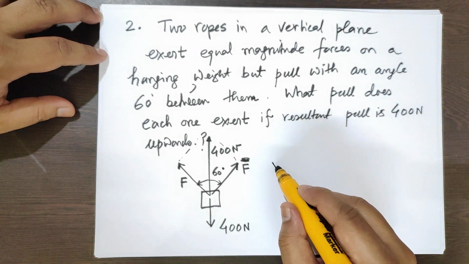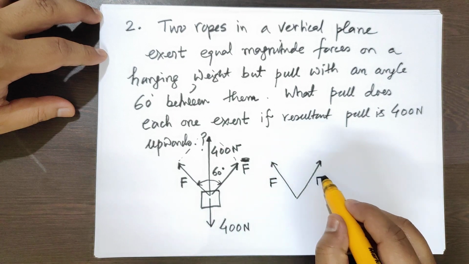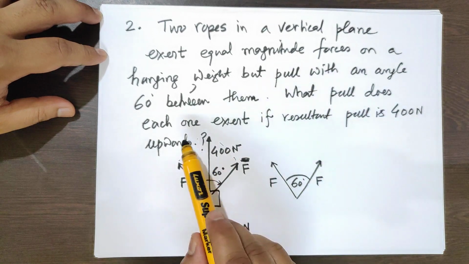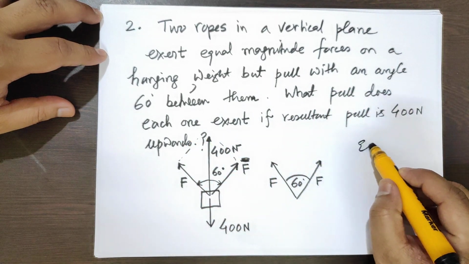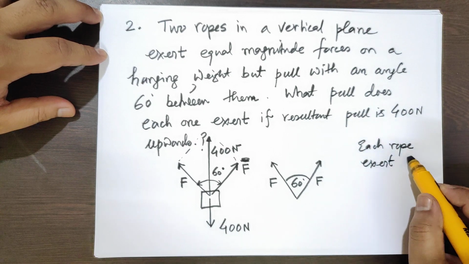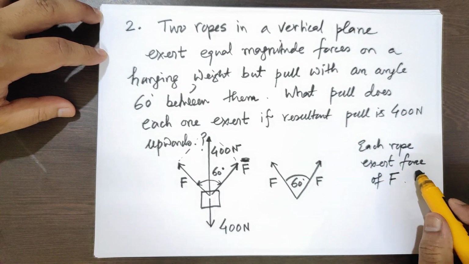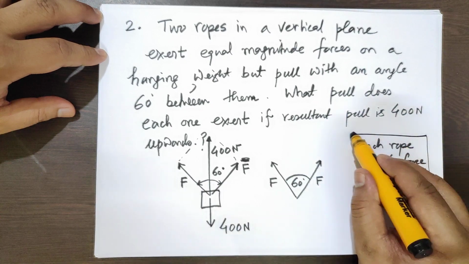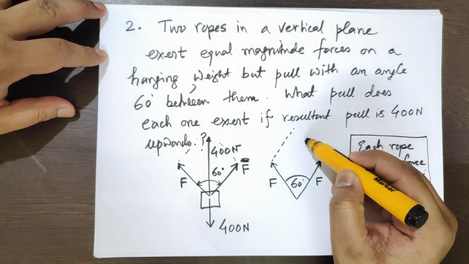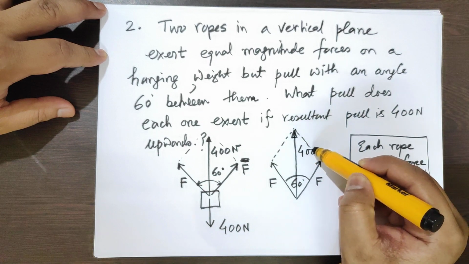Okay, so we will use parallelogram law here. You can use triangle law also if you like, but here I will use parallelogram law. So what pull does each one exert? Suppose each rope exerts a force of F Newton, right? Let each rope exert a force of F Newton. So their resultant by parallelogram rule, as given, is 400 Newton.